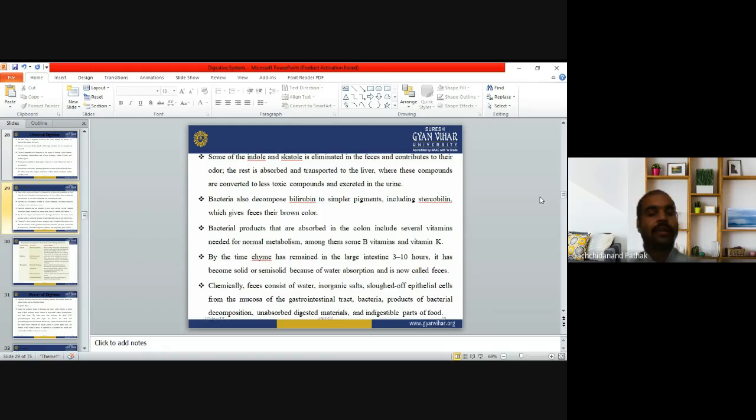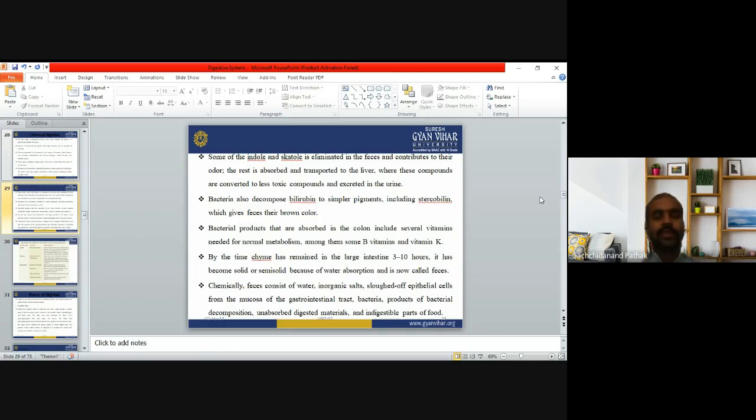By the time chyme has remained in the large intestine 3 to 10 hours, it has become solid or semi-solid because of water absorption, and is now called feces. Water is absorbed from the large intestine, and this becomes the semi-solid mass that is called feces.